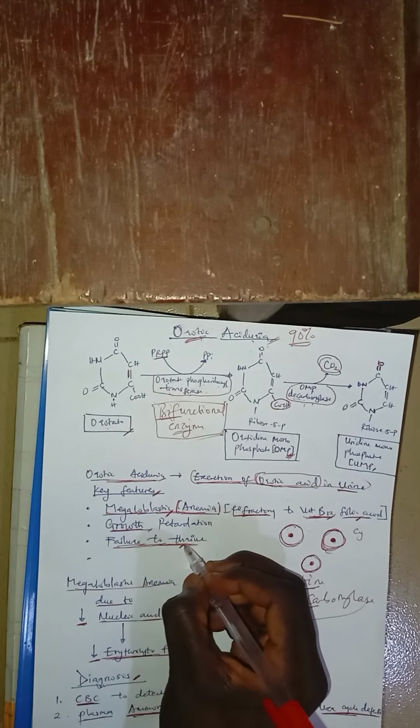Good. I said there's also a secondary cause, due to ornithine transcarbamylase deficiency. Now, what are the key features? The first one is megaloblastic anemia, then growth retardation and failure to thrive. The megaloblastic anemia is refractory to vitamin B12 and folate treatment. So even if you give your patient vitamin B12 and folate, they are not going to respond. The treatment will not be effective.